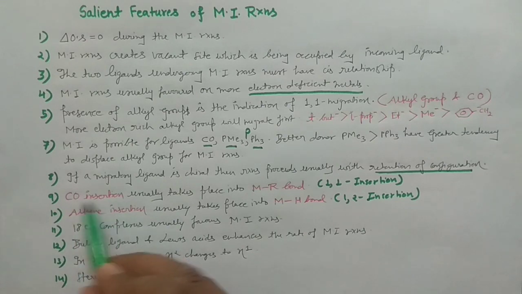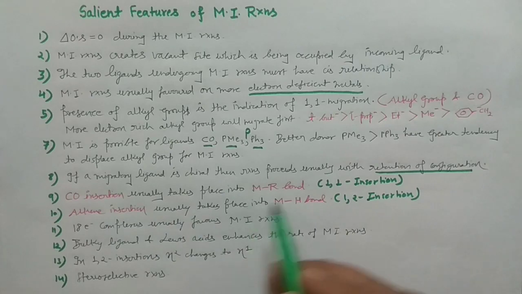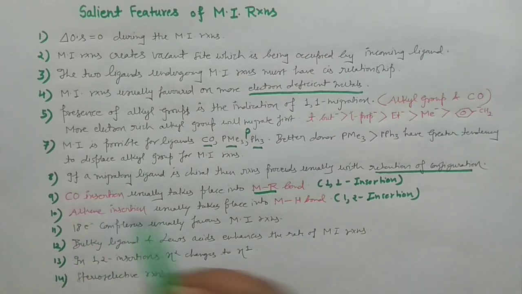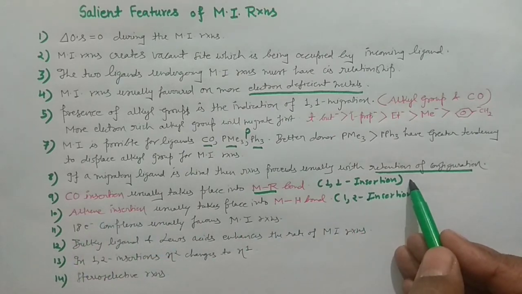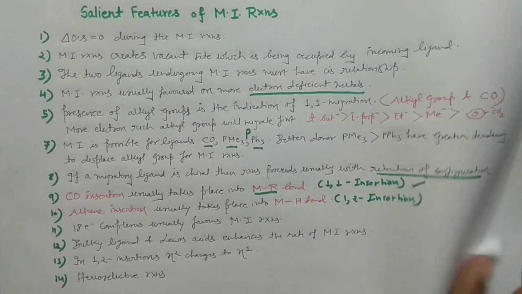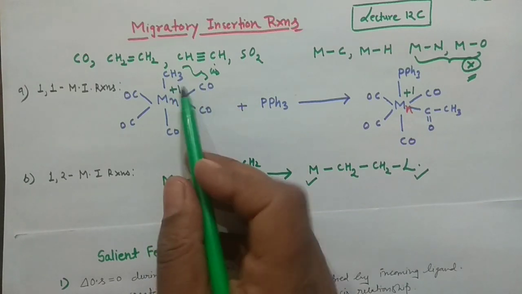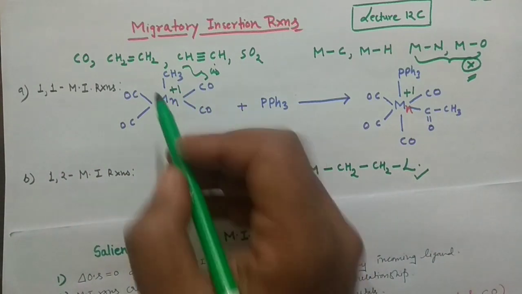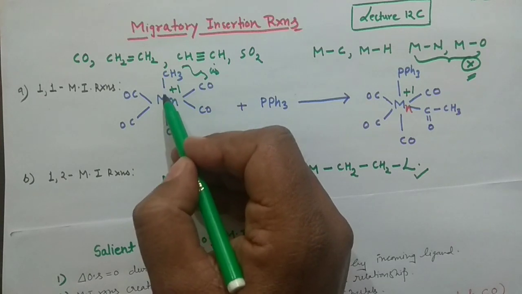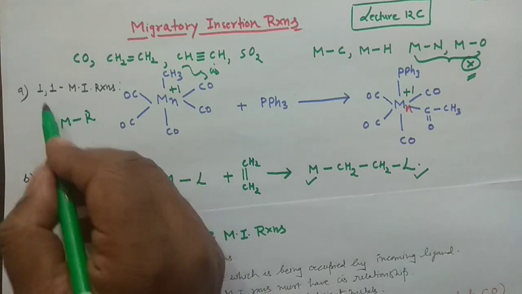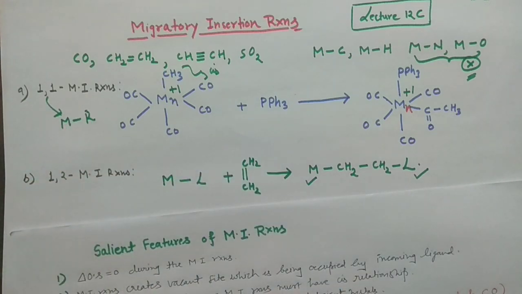And this CO insertion, if you want to do the carbonyl insertion reaction, then it usually takes place in the metal alkyl bond. And whenever you have the metal alkyl bond and you are doing this carbonyl insertion, CO insertion reaction, then the mechanism would be 1,1 insertion reaction. Okay, as I have explained here, alkyl and carbonyl, so it is 1,1 insertion reaction, because this is the M-R bond, right? So when you have this M-R bond, then 1,1 migratory insertion reactions are very common.